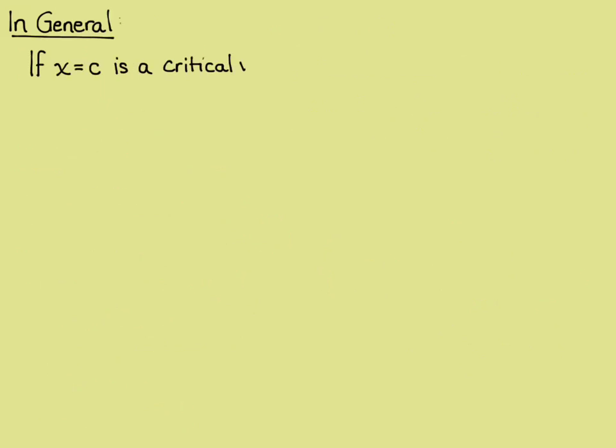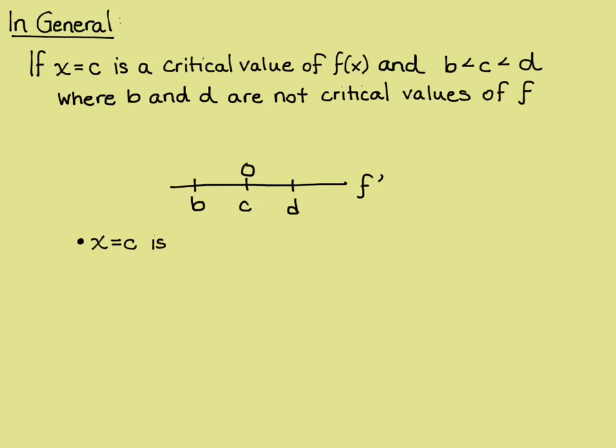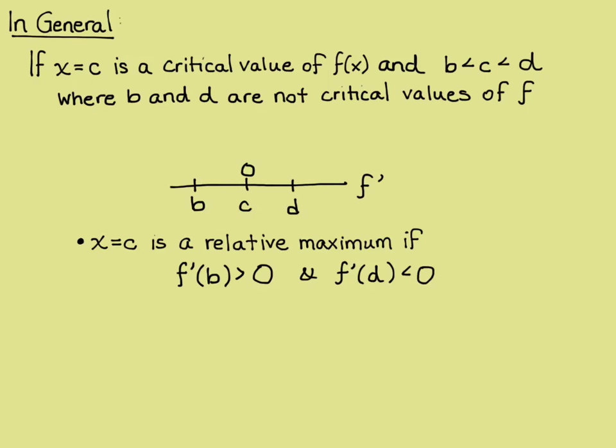In general, if x equals c is a critical value of f of x, and c is between b and d, where b and d are not critical values of f, then we say that x equals c is a relative max if f prime of b is greater than 0 and f prime of d is less than 0. In other words, at b, our function is increasing, and at d, our function is decreasing. So notice that that forces c to be a relative max.